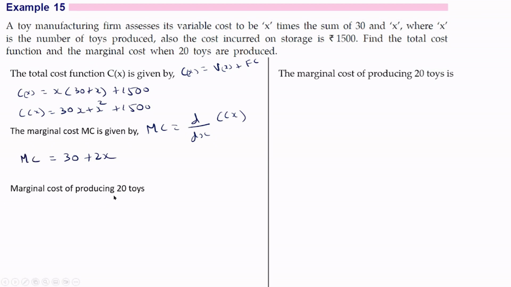Now the marginal cost of producing 20 toys is the marginal cost at x equal to 20. So it is 30 plus 2 into 20. So this is 30 plus 40, which is 70. So the marginal cost of producing 20 toys is rupees 70.